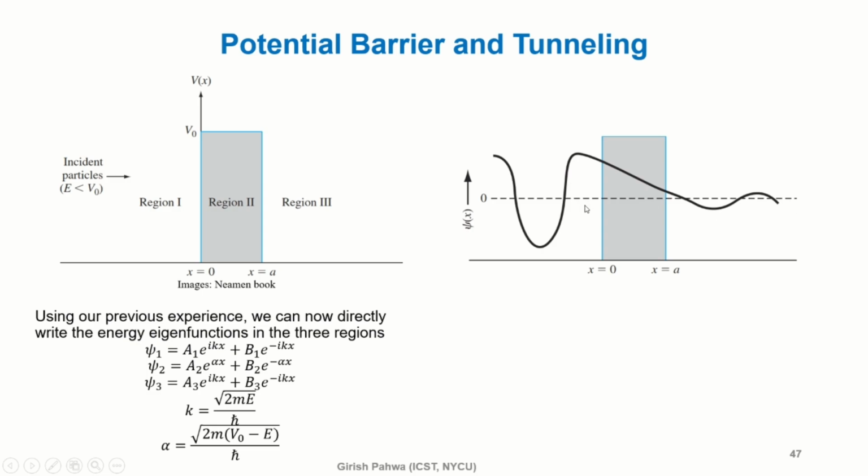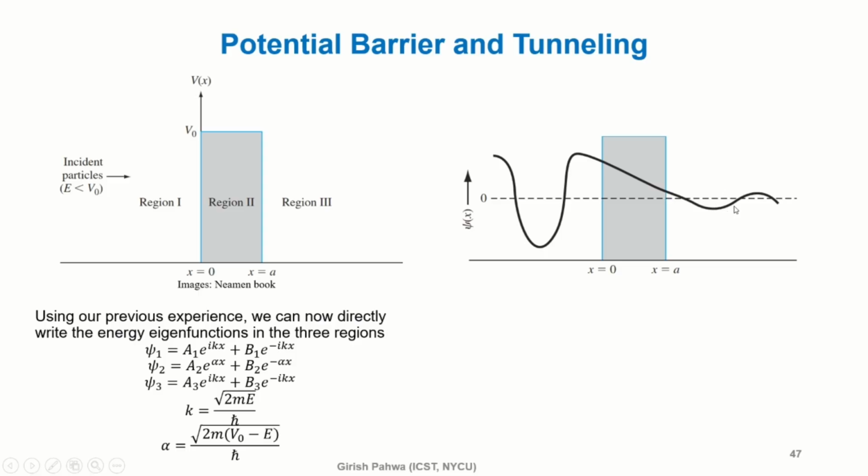Classically, it is not possible for a particle which has energy less than V naught to cross this barrier. It will bounce back. But quantum mechanically, the particle can leak from region 1 to region 2, region 3. This phenomenon is called tunneling. So the particle has tunneled to region 3, which is classically impossible, because the wave function is non-zero here. So there is a probability of the particle being here.